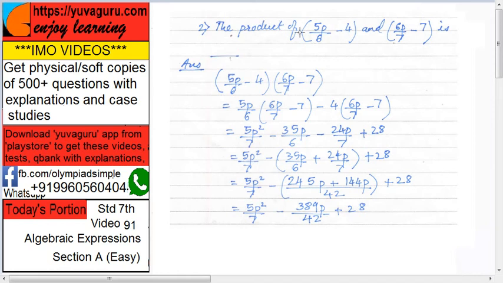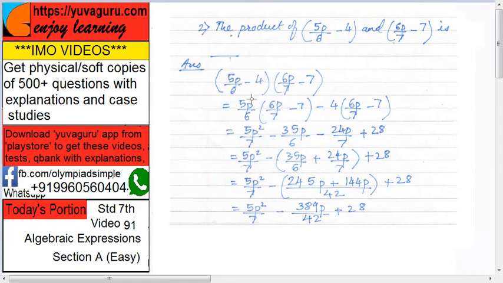The product of 5p upon 6 minus 4 and 6p upon 7 minus 7 is, means you have to multiply these two. Now how to multiply? 5p upon 6 minus 4 into 6p upon 7 minus 7. Now separate one bracket, either this or this. Always it's easier to separate the first bracket.